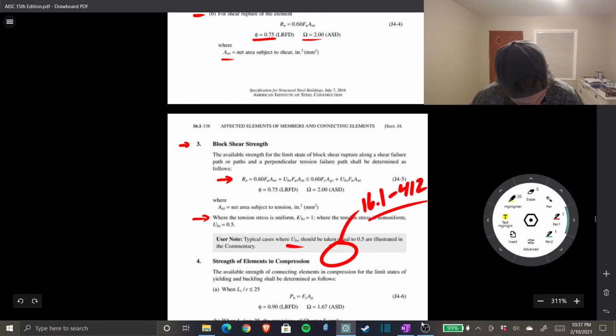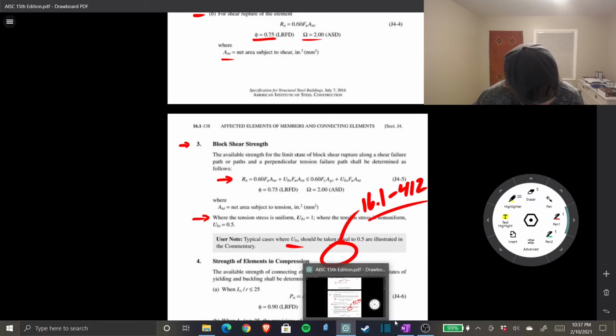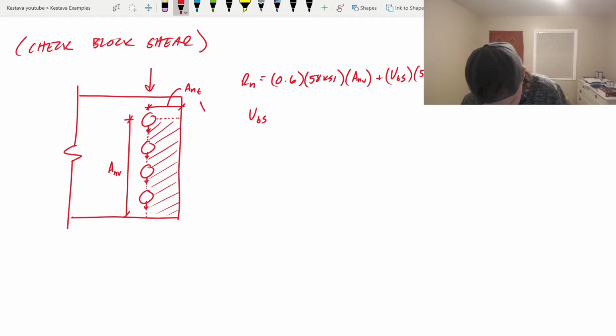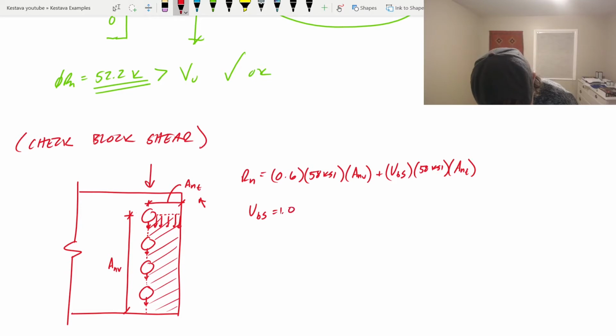For us, what does uniform tension mean? If we head back, uniform tension means along your tension plane, which is up top here. Since we have one row of bolts, we are going to have tension pulling down on this piece of the plate and have tensile stresses. A condition like this has uniform tensile stresses, which means U_bs equals 1.0. So that's easy, that just goes away because it's 1.0. Now we're just left with A_nv and A_nt.